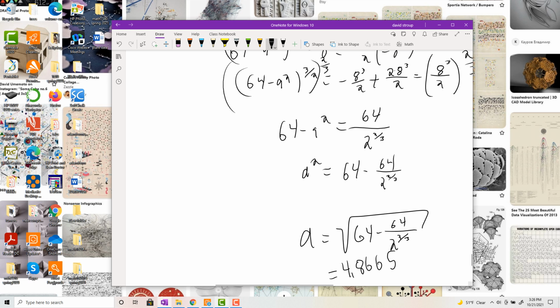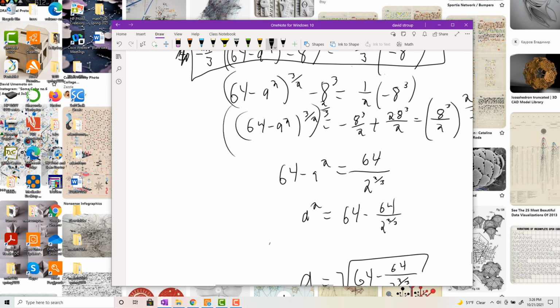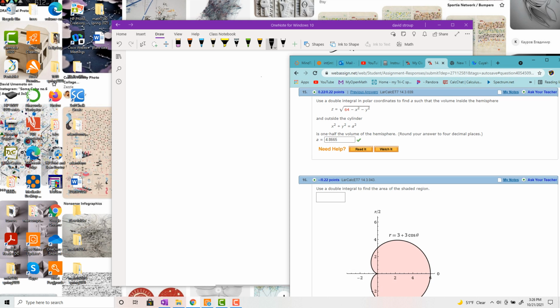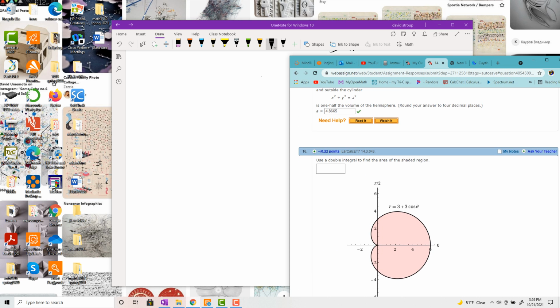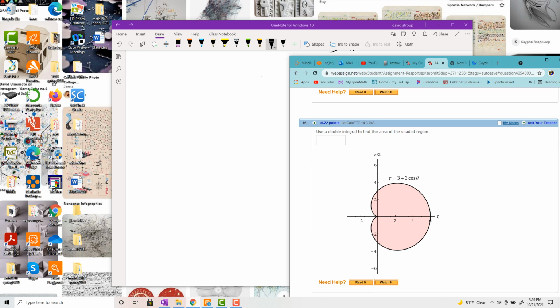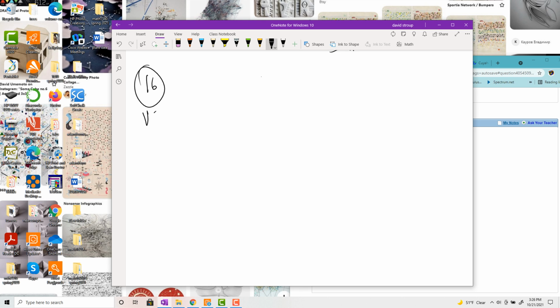So I still need to do a video quiz. I hadn't forgotten. Let's take one of these other types of problems for the video quiz. I want to use a double integral to find the area of the shaded region. Here they're giving us a cardioid. This is problem 16, and this will also be the video quiz for the day. This is video quiz number 3, I believe.